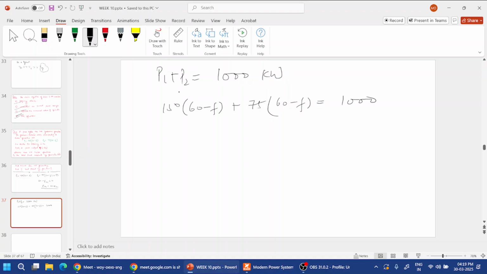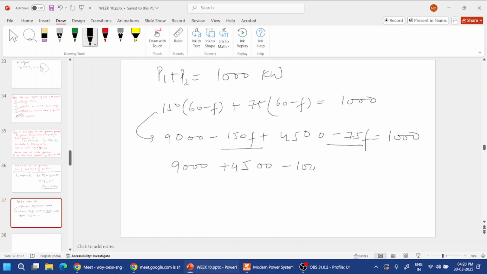So 150 multiplied by 60, it will come out to be... if we expand this, it will come out this much. So 150 plus 75, it will be 225. So 9000 plus 4500 minus 1000 is equal to 225f.